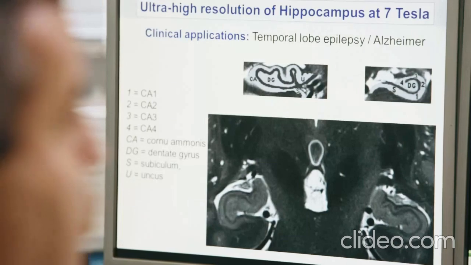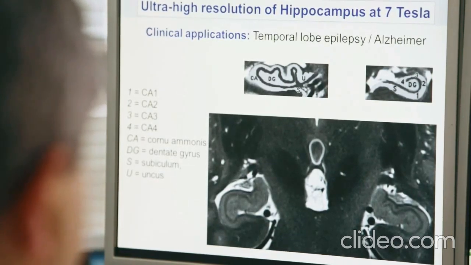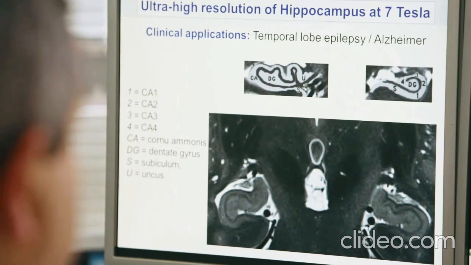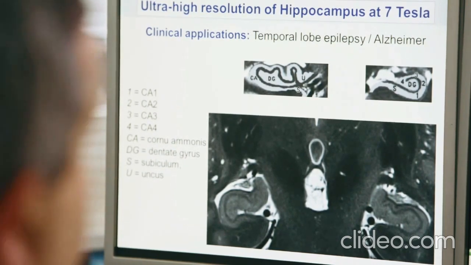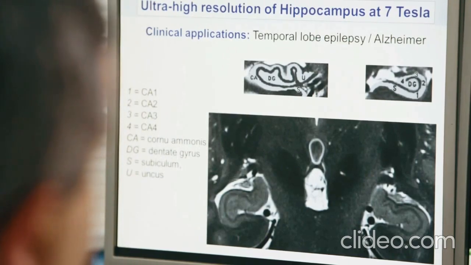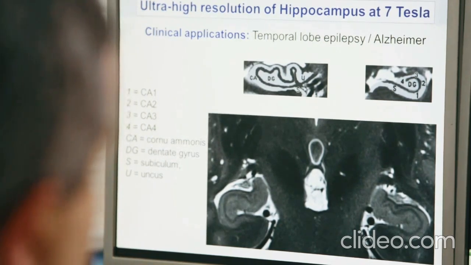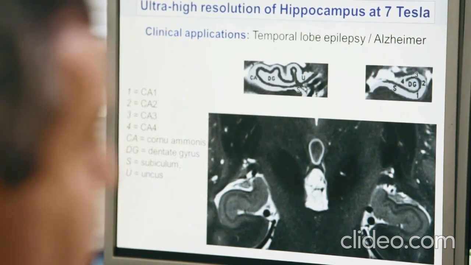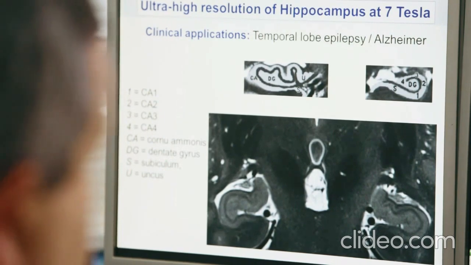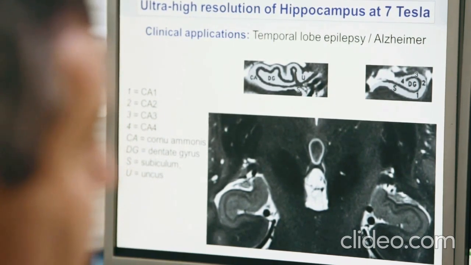And 7 Tesla has the high resolution which allows us to provide this information, and we can use it in patient populations, for example in patients suffering from temporal lobe epilepsy, because in these particular patients we know that the focus of their disease may be only in 1 or 2 of the subunits of the hippocampus. Otherwise, when we cannot differentiate the subunits, we miss the focus in these particular patients.